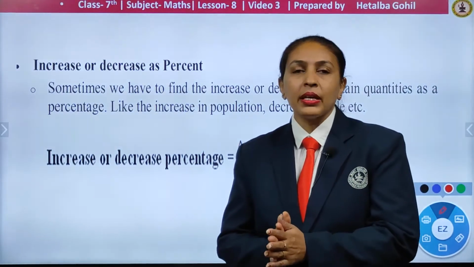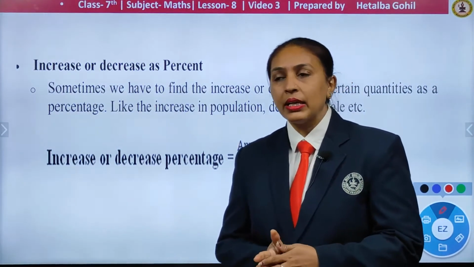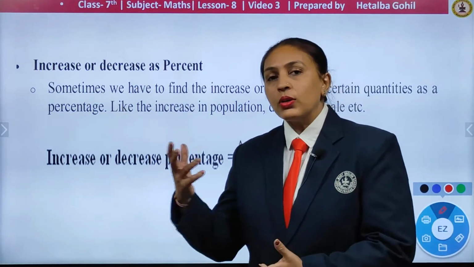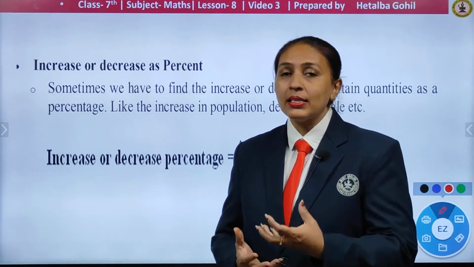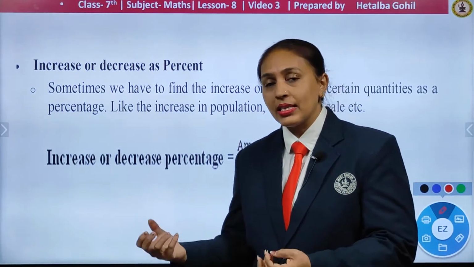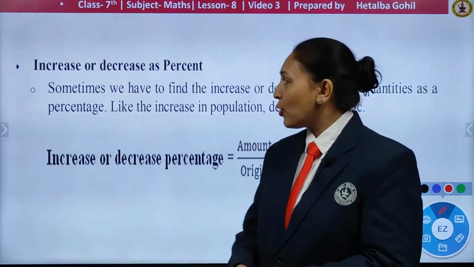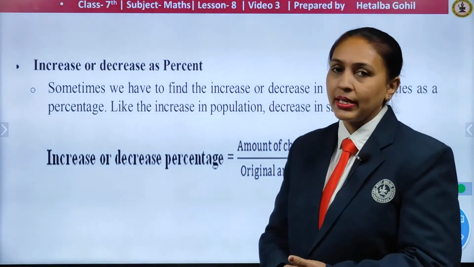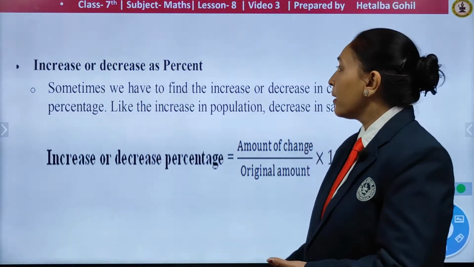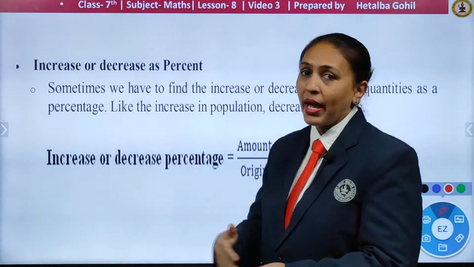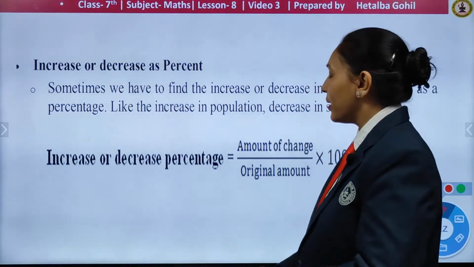Many times when we are comparing quantities, we will come across many conditions wherein one quantity is more and one quantity is less. So let us now calculate how much percent one is more or less compared to the other. So we will have increase or decrease as percentage. Let us calculate how to find whether the quantity has increased or decreased by how many percentage.